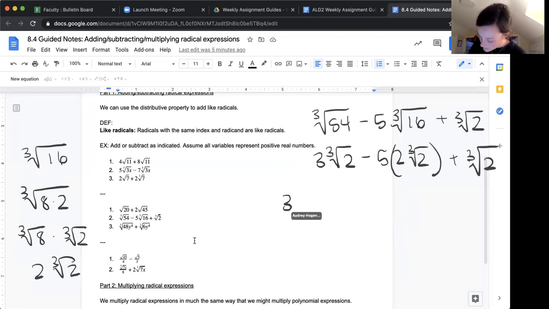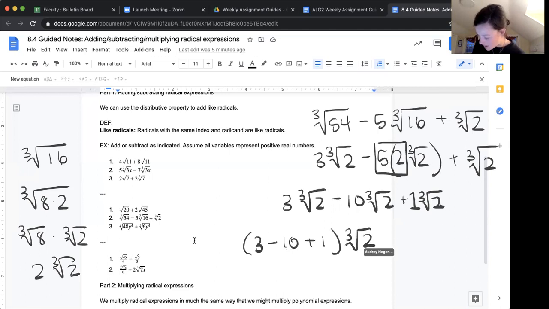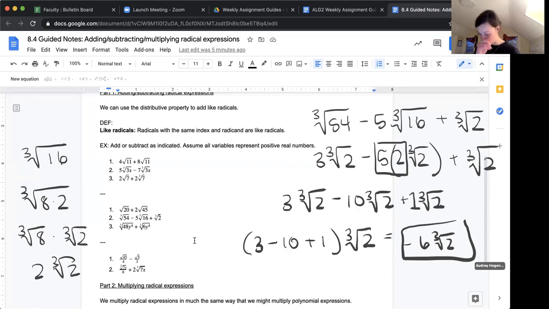So then I have 3 times the cube root of 2 minus 5 times 2, which is 10 times the cube root of 2, plus the cube root of 2. And I can think about that as 1 cube root of 2 because there is that 1 outside that is implied. So then I can think of this as 3 minus 10 plus 1 times cube root of 2. And 3 minus 10 plus 1 is going to give me negative 6 cube root of 2. So my final answer for number 2 would be negative 6 times the cube root of 2.